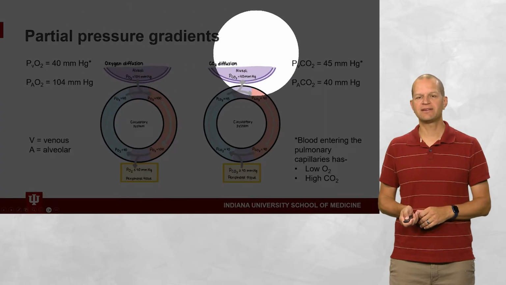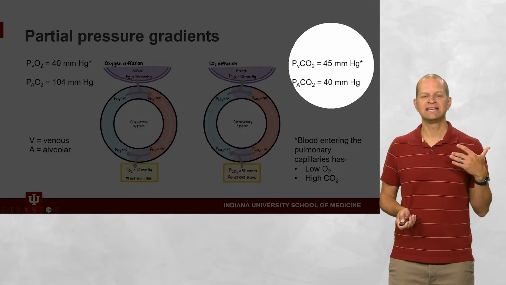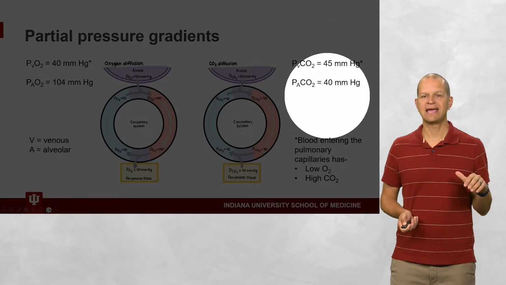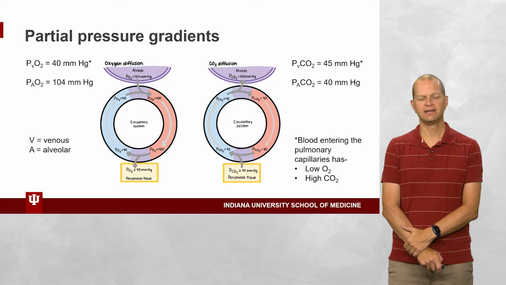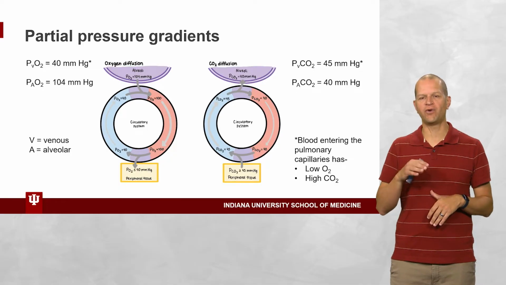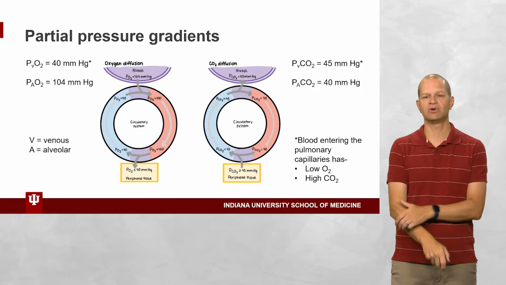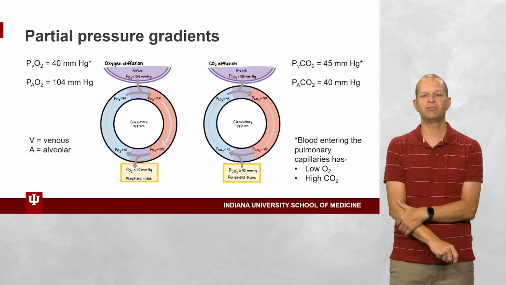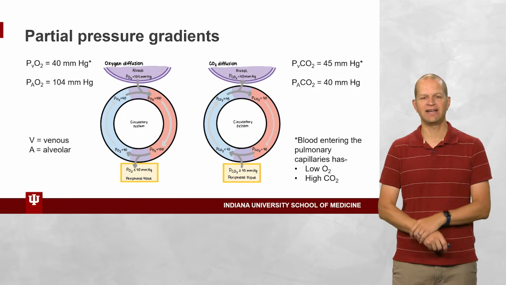If we do the same thing for carbon dioxide, it is about 45 in the venous blood, okay? And the alveoli has a partial pressure of about 40 when it comes to carbon dioxide. So as a result, carbon dioxide will go from the bloodstream into the alveoli where we can breathe it out. Just a quick reminder that blood entering the pulmonary capillaries has low oxygen and high carbon dioxide.